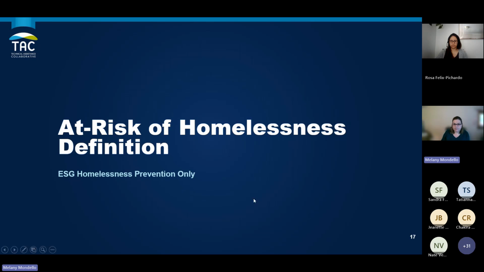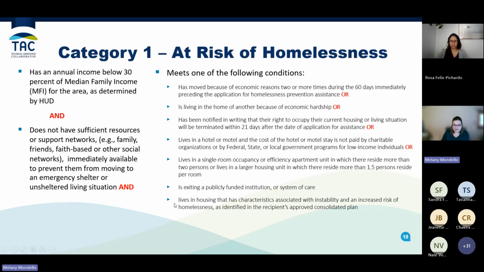So the ESG homeless prevention component only, this is who this applies to. The federal ESG program does allow you to serve people who are at risk of entering a homeless situation.